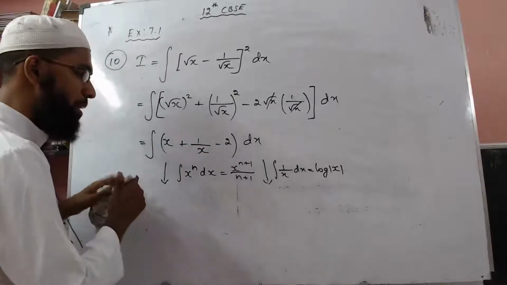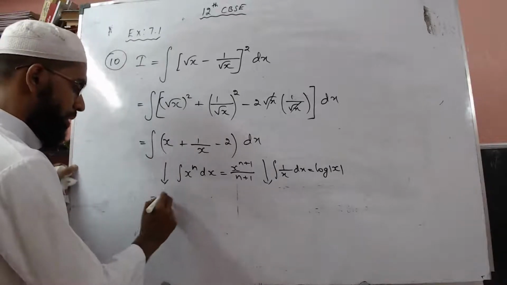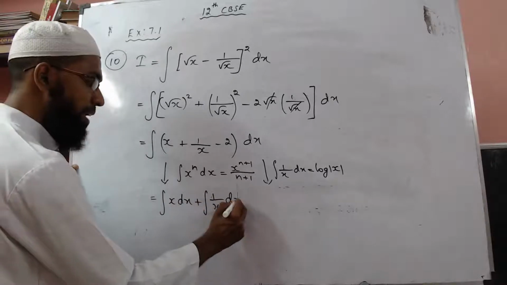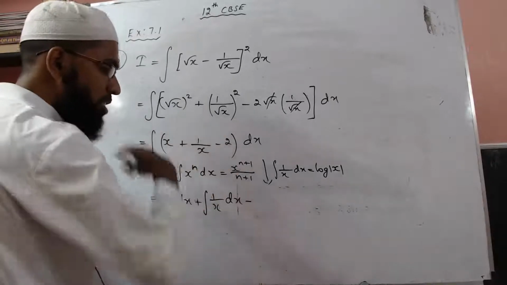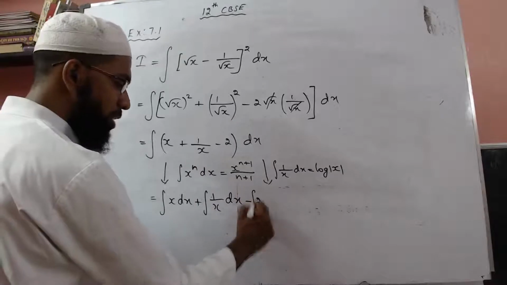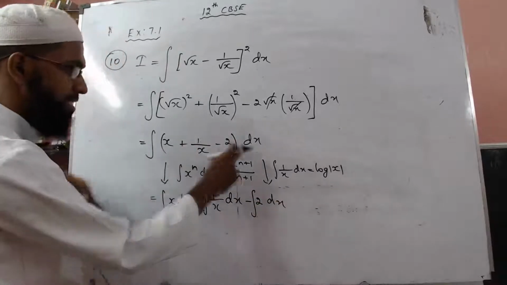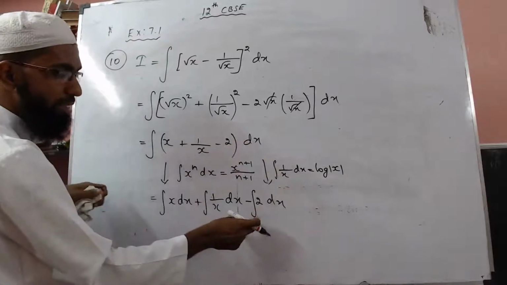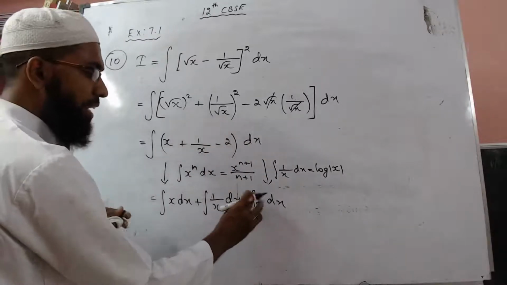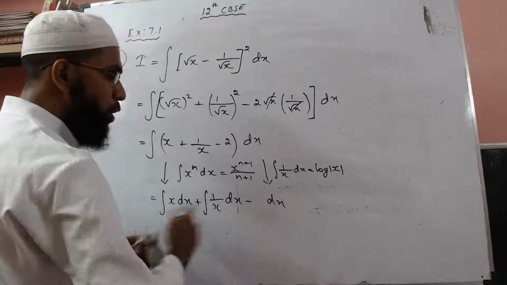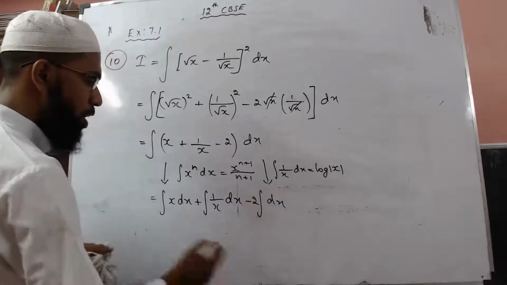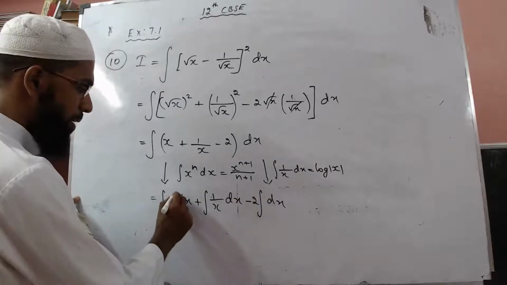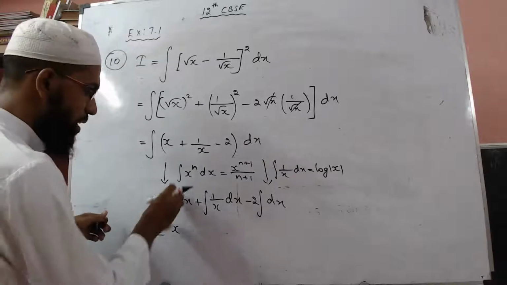So if you want, you can split it like this: integral x dx separately, plus integral 1 by x dx separately, minus integral 2 dx. Since 2 is a constant, we can take it out and write it as 2 times the integral of dx. Now we have the formula for this. For x, nothing is written, which means the power is 1.